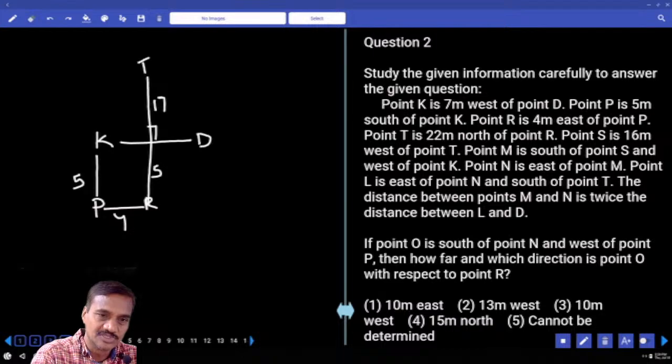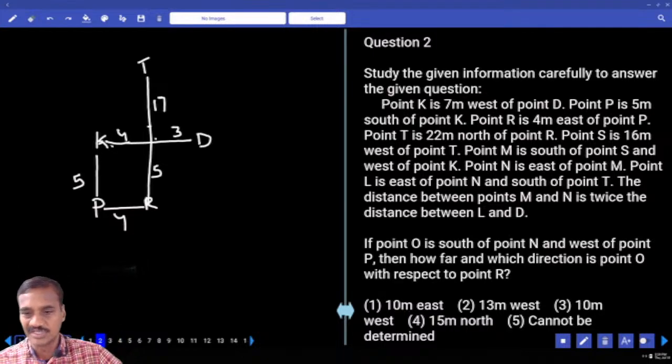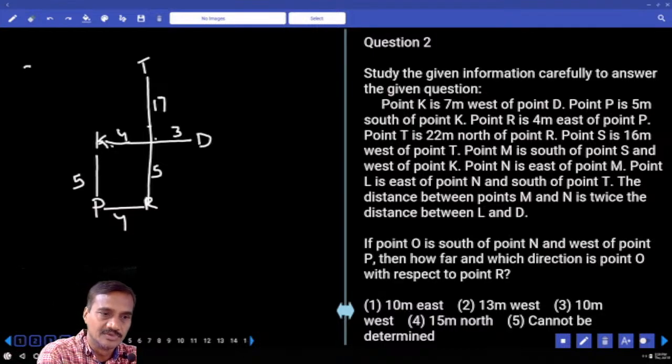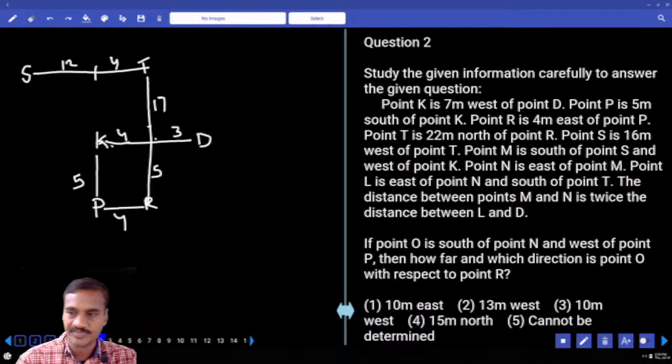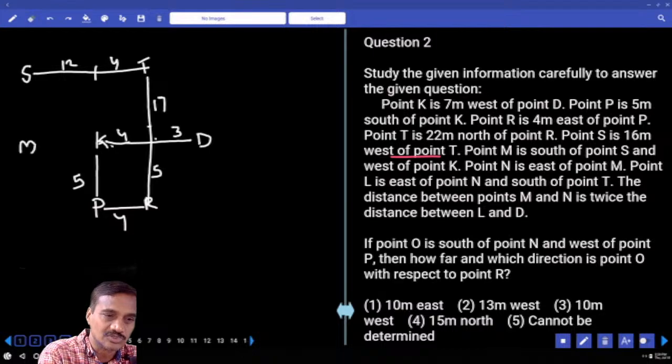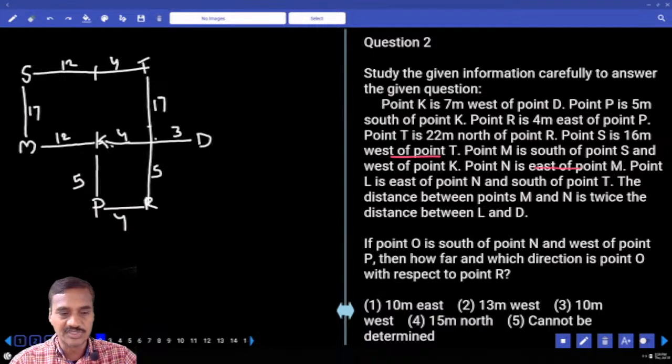T is 22 meters to the north of R. Out of this 7, this is 4 meters, isn't it? Now this is 4, and this is how much? This would be 3 meters. Then next one: S is 16 meters to the west of T. Now this is S, which is 16 meters to the west of T. This is 4 plus 12, 16. S is 16 meters. M is south of S and to the west of K. Now here the distance is how much? 17 meters.